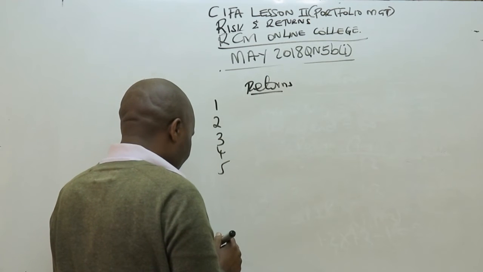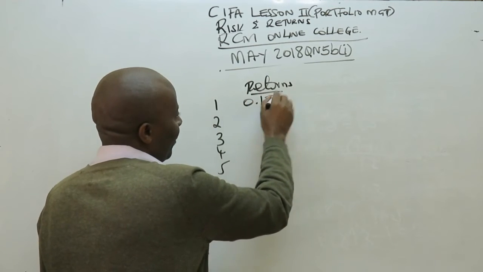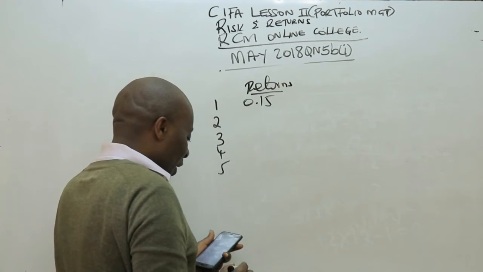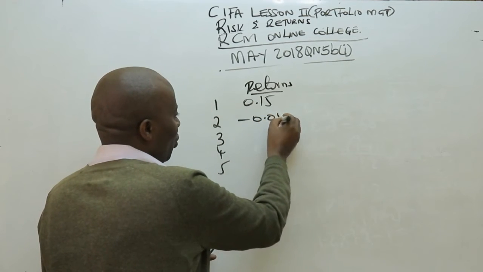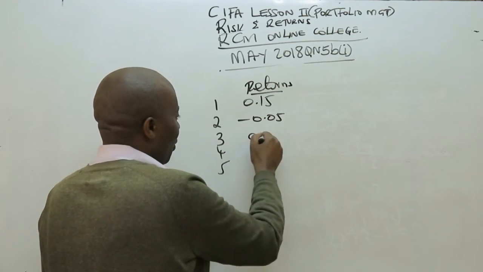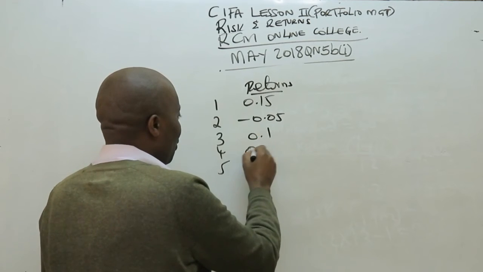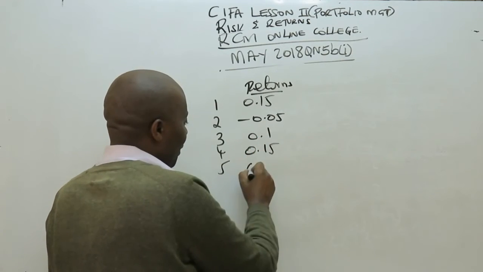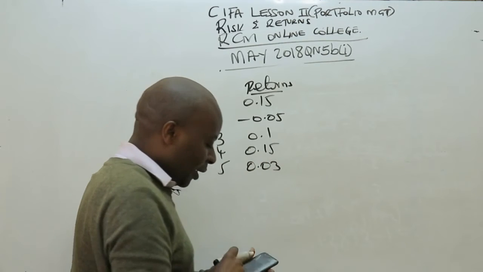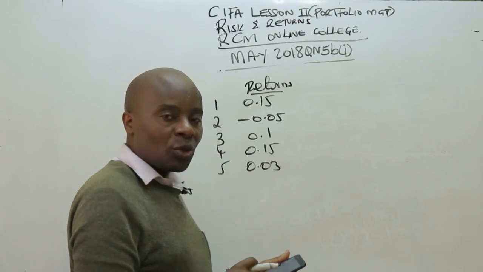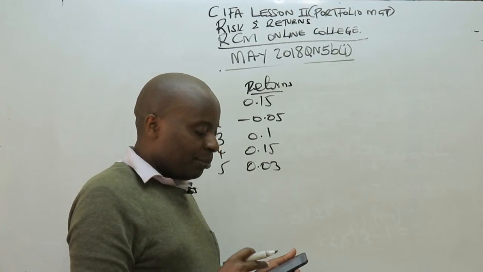I prefer writing them as decimals. The first one is 0.15. The second one will be minus 0.05. The third one will be 0.1. The fourth one will be 0.15. The fifth one will be 0.03. If you look at this very well, they want us to give them the holding period return.